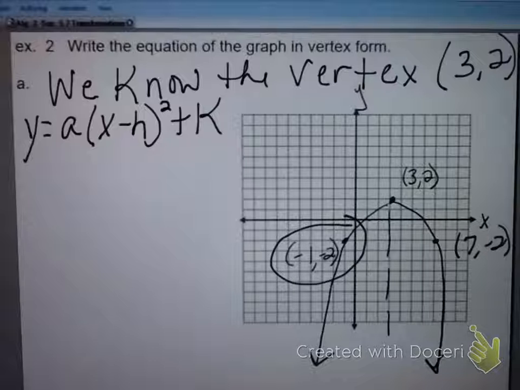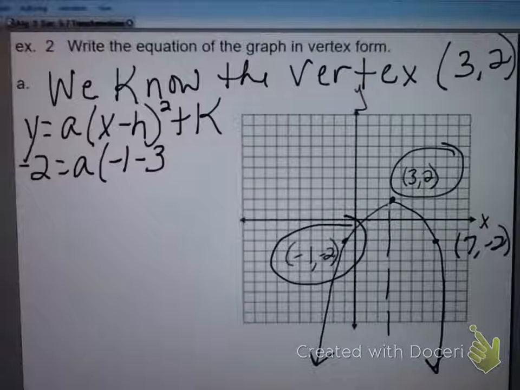You can use either the point negative 1, negative 2, or 7, negative 2 to plug into the vertex formula for x and y. It does not matter which one you use, you will get the same answer. But we're always going to use the vertex for (h, k). So let's plug in. I'm going to use the point on the left. So y is negative 2. You could have used the point on the right too. We don't know our a, so we have to find our a. We know our x is negative 1, and we know our h is 3. And so remember the formula says x minus h.